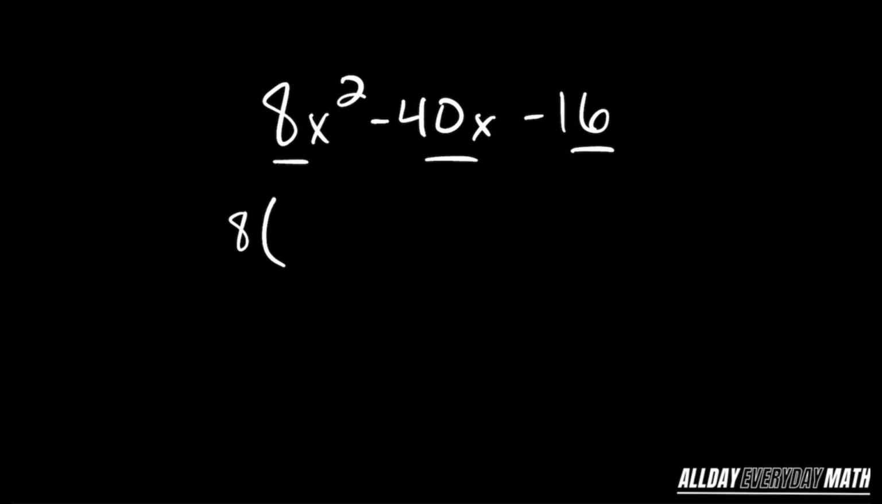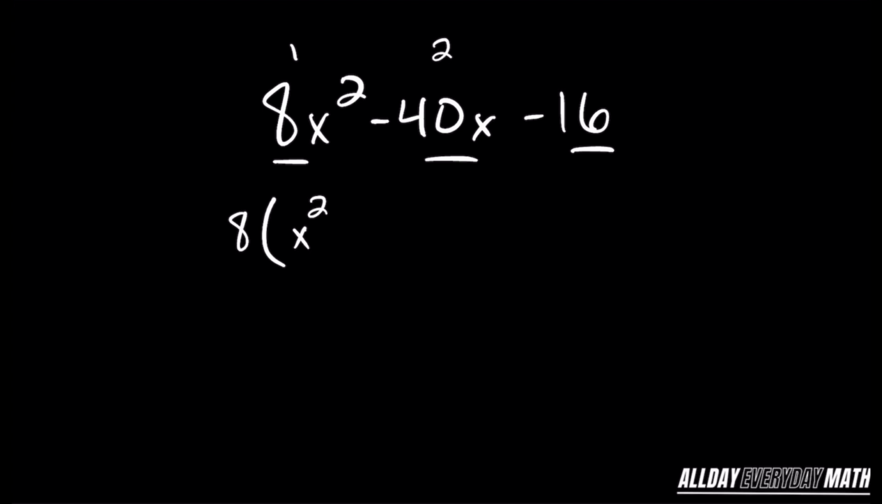Now, obviously, we could take out an x from the first two terms, right? But this last term, we cannot take an x out of because it doesn't have an x. It's just a number. So 8 is actually going to be our greatest common factor. And then from here, we're just going to complete the expression in parentheses. So 8 times what would get us to 8x squared? Well, we're just going to write x squared because 8 times x squared would be 8x squared.